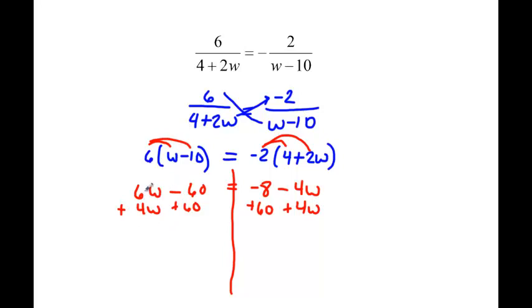All right, what are we looking at? How many w's there? We got 10w. My negative 60 cancels my positive 60. Combining on this side, I've got a negative 8 plus 60, so I'm thinking 52 there. And then these, of course, wipe each other out. Let's divide by 10 and find our value for w.